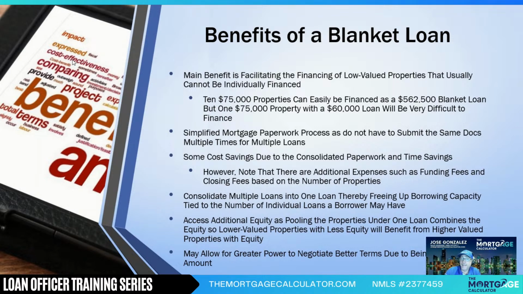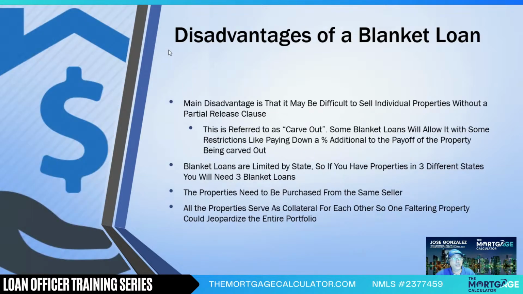You could have that property that's at 85%, but when you put it into the portfolio in a blended LTV, it could result in the borrower having additional access to capital that they did not have before. And it may allow for greater power to negotiate better terms due to being a large loan amount. We're talking economies of scale, right? So again, this slide is very important to know how to deal with these loans. But just as important, know the disadvantages of a blanket loan.